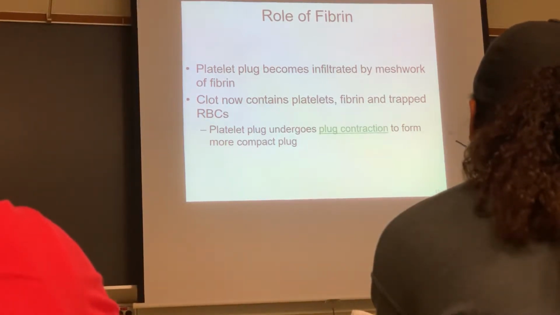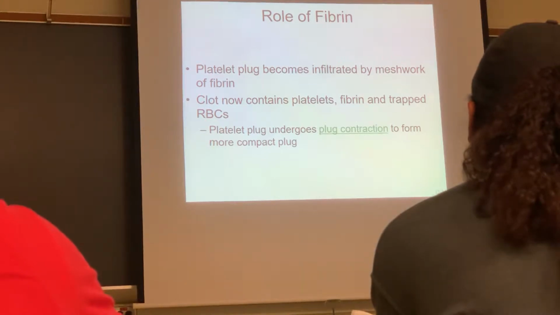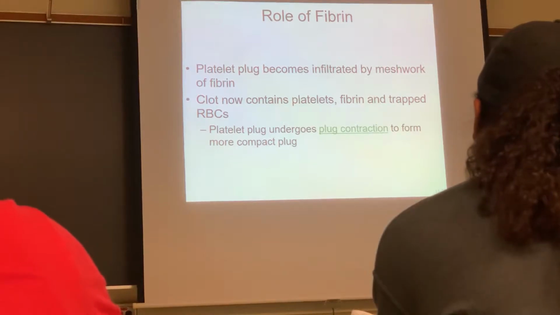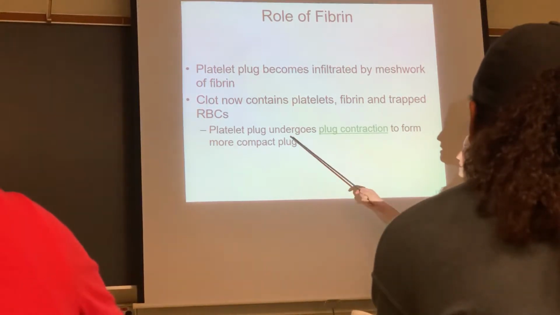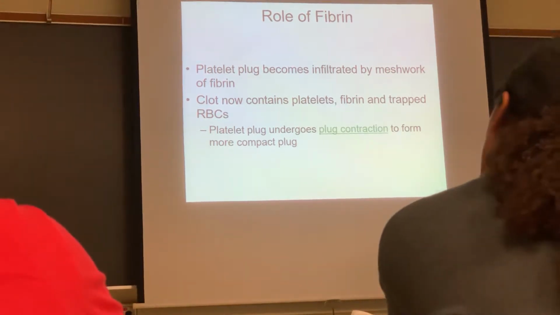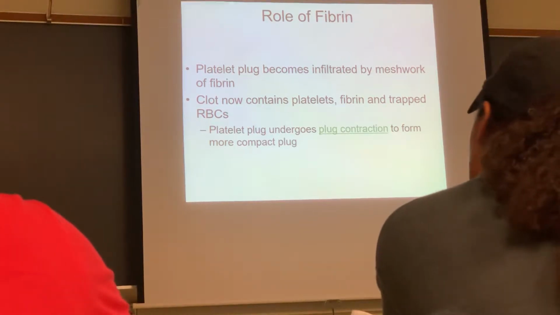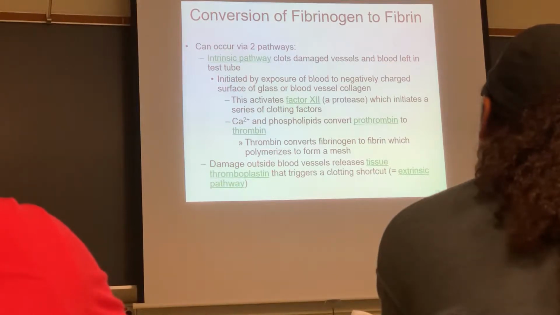So the platelet plug becomes infiltrated by the meshwork of fibrin, and then the clot will contain platelets, and all these little protein fibers and red blood cells that are sort of trapped, and it's a big mess. But that's why if you've ever seen a clot, they are red, because red blood cells are found in there as well. The platelet plug then will undergo a contraction and form a far more compact plug. So they'll get rid of all of the liquid that's found in the clot and make a nice hard structure.